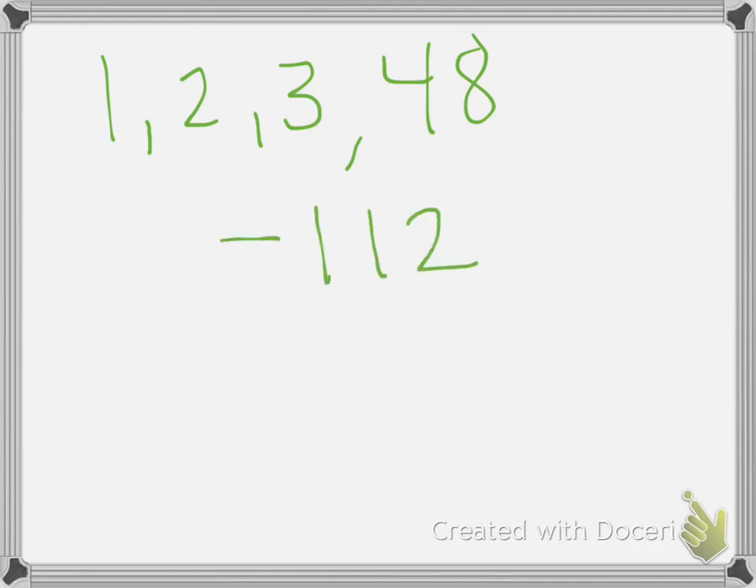Hey guys, we're going to practice adding integers. Integers are simply positive or negative whole numbers, like 1, 2, 3, 47, 48, negative 112. These are all examples of integers. Non-integers would be anything that's a fraction, anything that's a decimal. Those are all non-integers. So if I want to add integers, there are two situations.